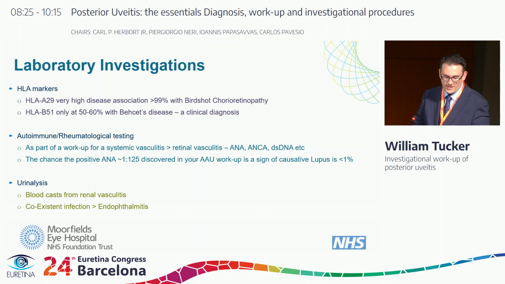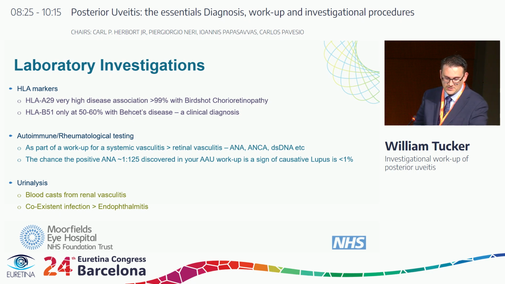And then we're not going to go too much into autoimmune rheumatological testing because that is a big rabbit hole. You can do it as part of a workup for a systemic vasculitis, ANA, ANCA, but blankly doing ANAs in every patient is a problem, because the chance of a positive ANA of around 1 in 125, which is the dilution factor, discovered as part of your AAU, your workup for anti-uveitis, being a sign of the fact that lupus is the cause, is less than 1%. So extremely low likelihood of actually bringing anything to your diagnosis.